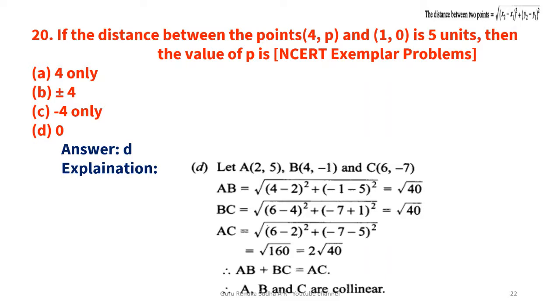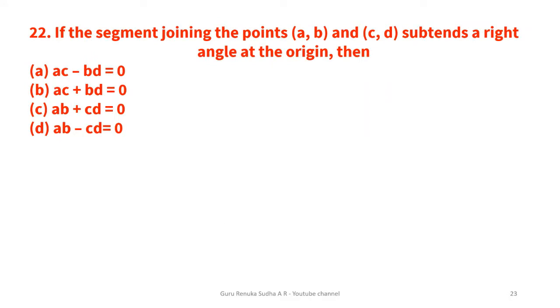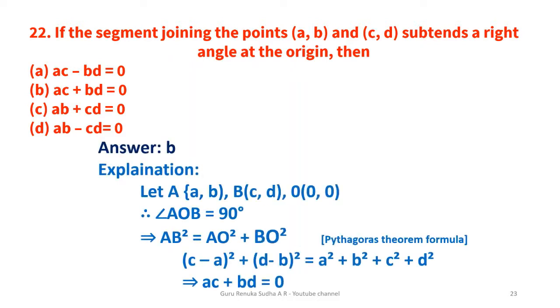Okay, in 22nd, if the segment joining the points (a, b) and (c, d). Here they are using alphabetical letters as the coordinates of the points, and we have to find the angle at the origin. So here A is (a, b), B is (c, d), and O is (0, 0). So with the Pythagoras theorem formula, you know that the square of the hypotenuse side is equal to the sum of the squares of the other two sides. That formula we have to use, then substitute, and then you can get the answer.